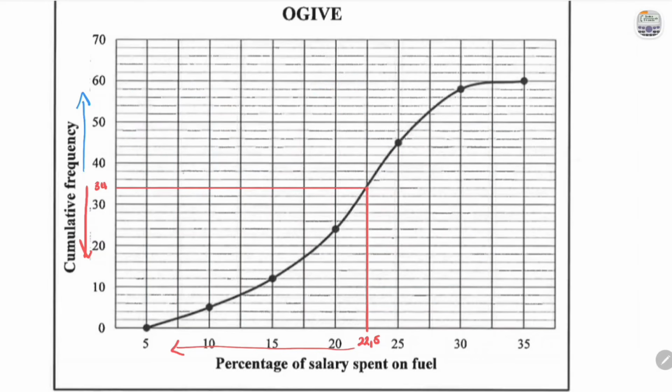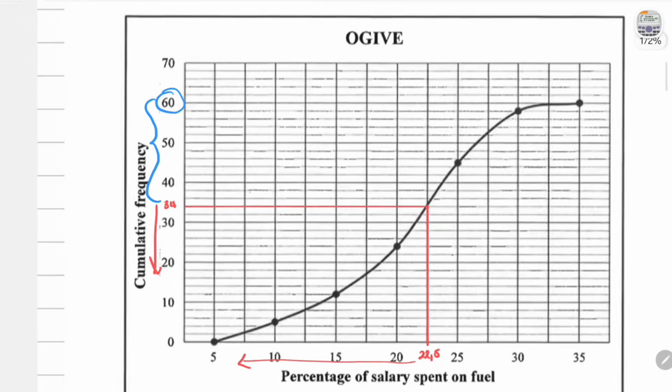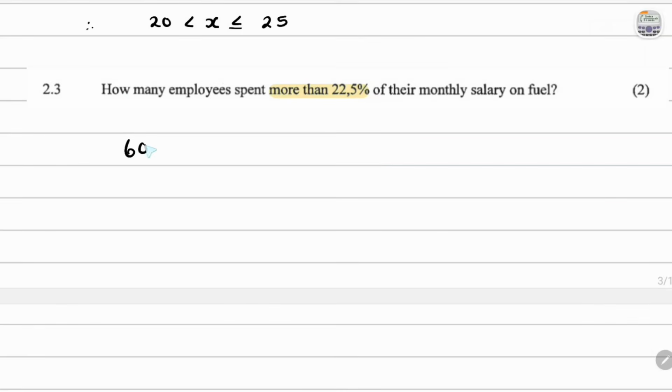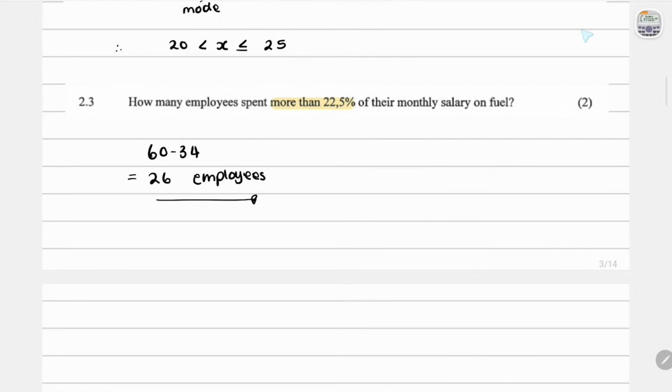So how we find them is we know that there's a maximum of 60 employees. So we'll say the people who spent more than this, because they start from above 34, this will be 60 minus 34. And then we'll find out that number. So 60 minus 34 is equal to 26. So it's 26 employees that spent more than 22.5% of their salary on fuel. And that is our answer.